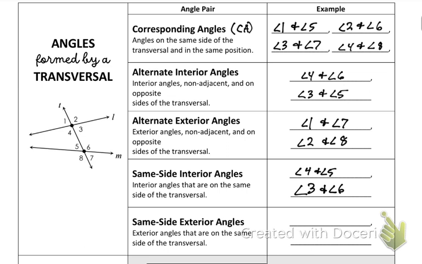All right, same side interior was 4 and 5. So now if I switch to the exterior, I must be talking about 1 and 8. So that'd be angle 1 and angle 8. And if my same side interior angles are 3 and 6, then my exterior ones must be 2 and what? 7 is correct. It'd be 2 and 7.